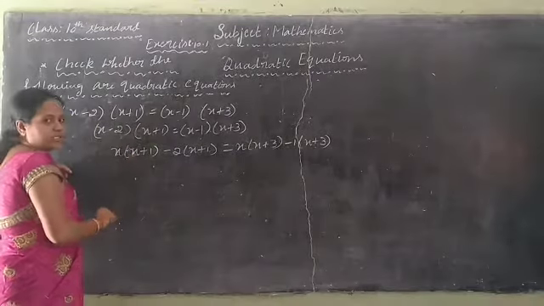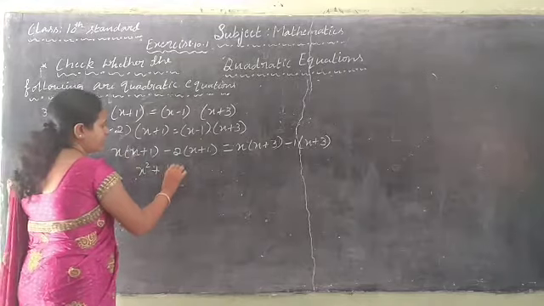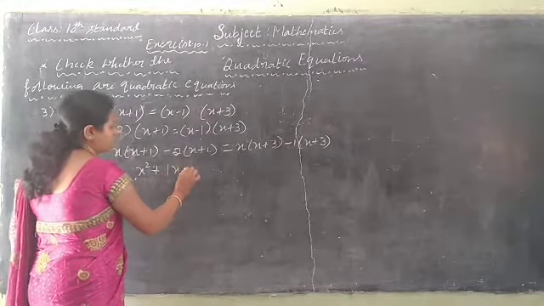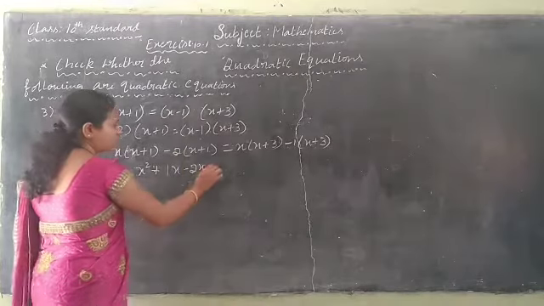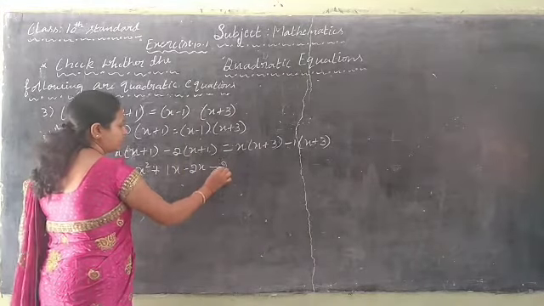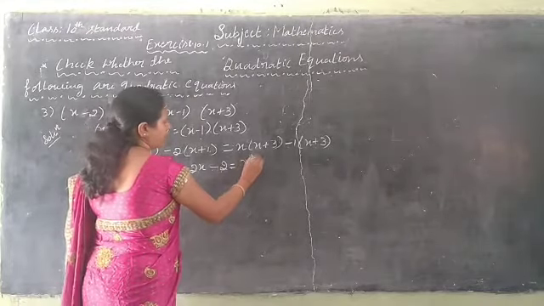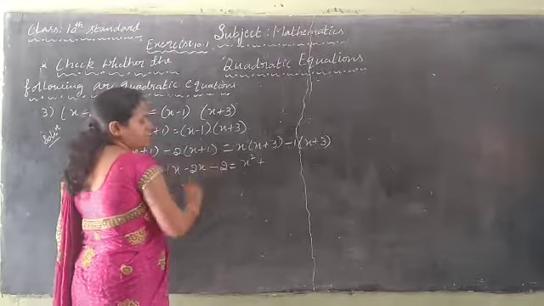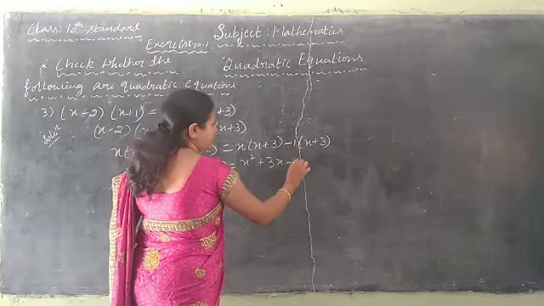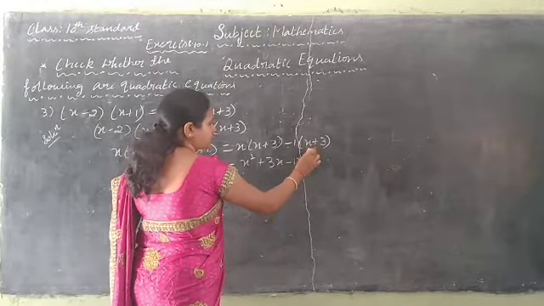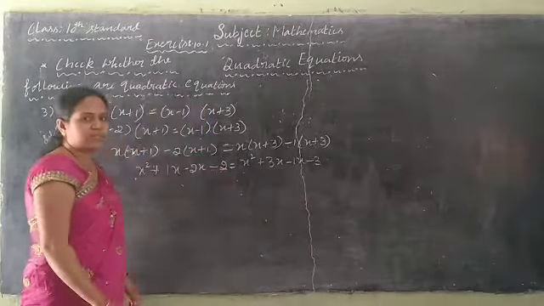x into x, what will you get, children? x square plus 1 into x, 1x, minus 2 into x, minus 2x, minus into plus, minus 2 ones are 2, isn't it? Okay, see this side. x into x, x square, plus 3 into x, children, 3x, minus 1 into x, 1x, minus into plus, minus 1 into 3, 3, isn't it?